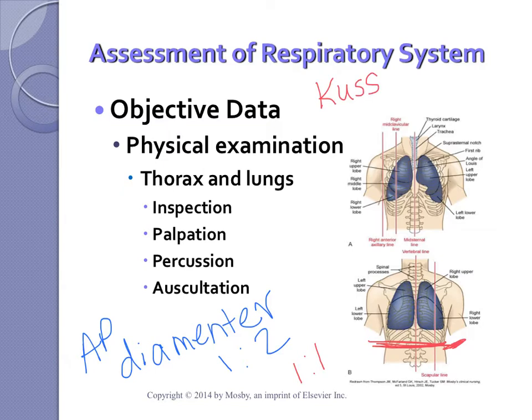And this is actually something you would document. Kussmaul's means that there's rapid, deep breathing. You also have something called Cheyne-Stokes. Cheyne-Stokes is abnormal respirations characterized by alternating periods of apnea and deep breathing. I can tell you that you typically see Cheyne-Stokes breathing on patients who are palliative care or end of life. That is very common to see that type of breathing.